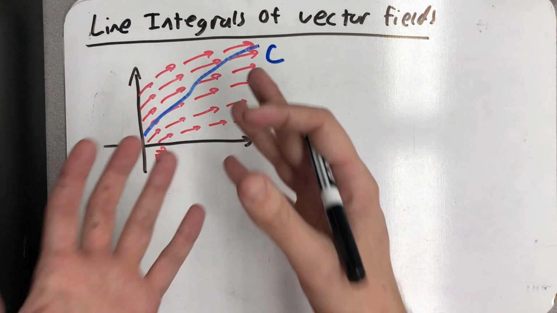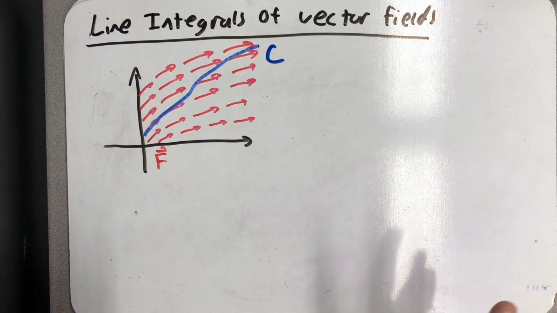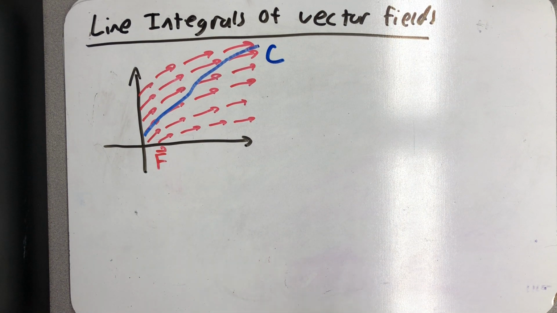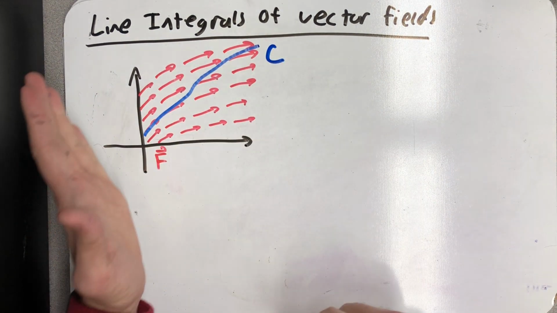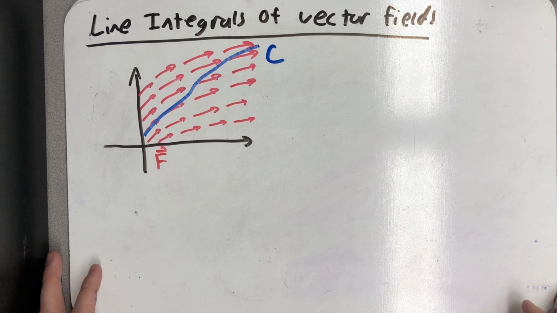And what I'm going to do here, I'm drawing a 2D vector field, but everything I'm going to say in this video holds for 2-dimensional vector fields and 3-dimensional vector fields. It's just easier to draw one in 2 dimensions. So I'm thinking about this as an object in motion through a vector field of force.